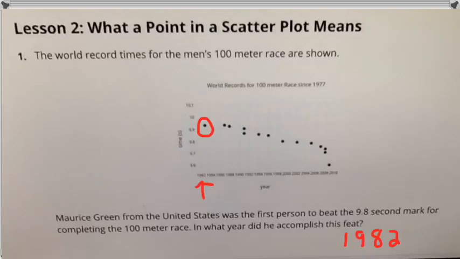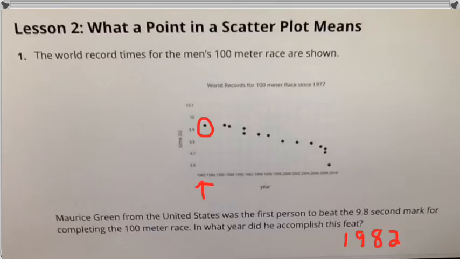The first one is looking at the scatter plot of world record times for men's 100-meter race, and you should always read the title and look at what the axes are showing you first. So world records for 100-meter race since 1977, so we don't know what happened before then. And the x-axis shows the years, and the y-axis is showing us the times.